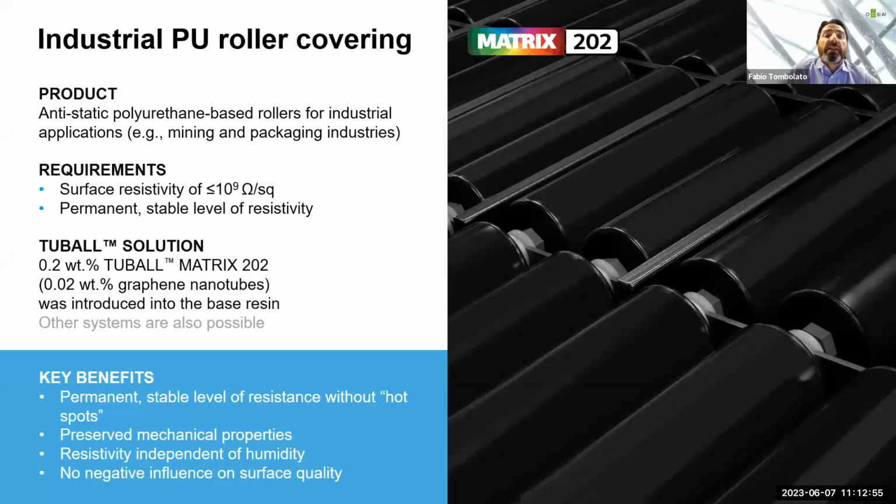The first industrial application that I want to share with you is polyurethane rollers for industrial application. In this specific case, the target was a surface resistivity below 10^9 ohm per square, and this target was achieved using only 0.2% of TUBALL matrix 202. TUBALL matrix 202 is a 10% concentrate of graphene nanotubes in a specific carrier for polyurethane system, and it was possible to achieve the electrical target without affecting all the other properties of the material.